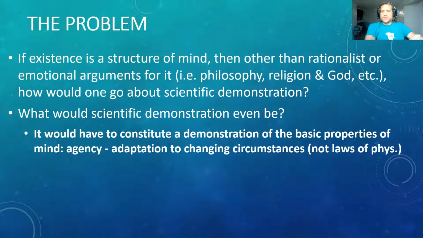Okay, fine. So let's just repeat that, because this is important. What would scientific demonstration be? So the problem is, if existence is mind, as deism would say, as Illuminism says, and traditionally as religion says, particularly Abrahamism, then how would you scientifically demonstrate that? What would constitute scientific demonstration of mind being the basis of existence? So of course the answer is that you have to demonstrate mind. And what is the most basic property of mind? The basic property of mind is agency, the ability to adapt to changing circumstances.